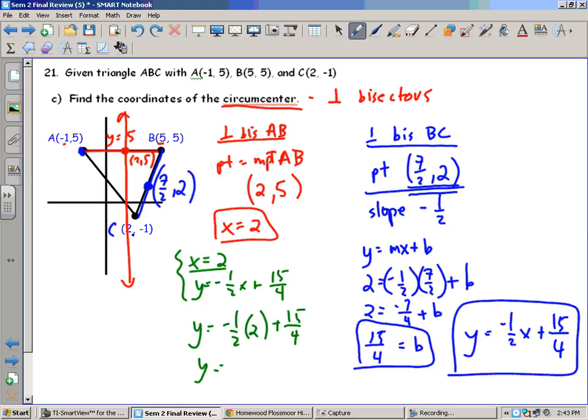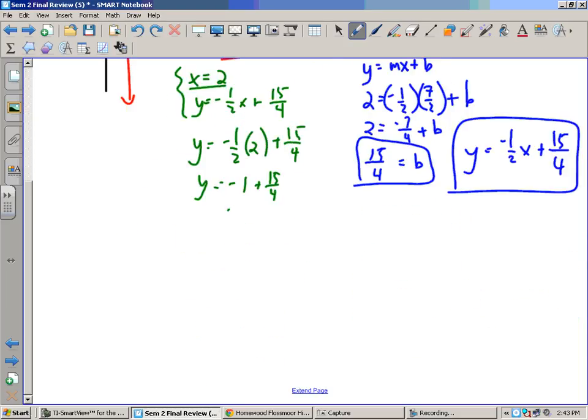So y equals, basically I get -1 plus 15/4. -1 is like -4/4. So to make these have the same denominator, I get positive 11/4 when I add these. So y is 11/4, x is 2. So my circumcenter, the point where the perpendicular bisectors intersect, is 2 and 11/4.